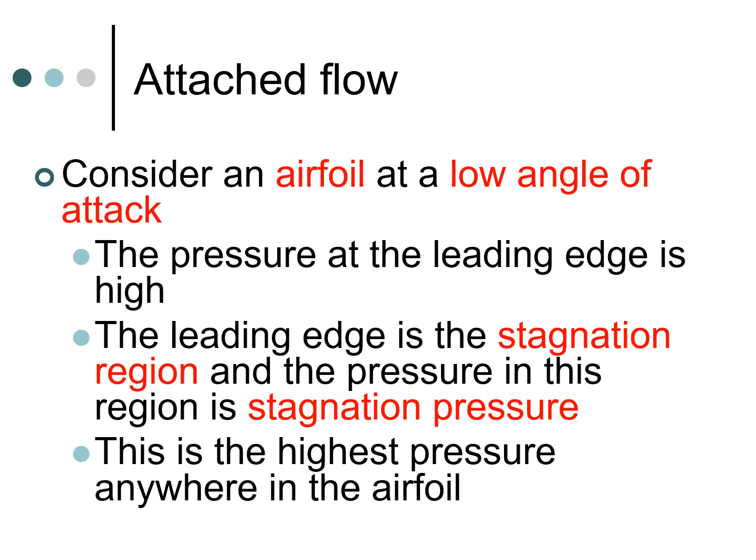Now let us consider first the airfoil at a low angle. Today we are going to consider the attached flow situation. In the next lecture I will consider separated flow. If we look at this kind of airfoil, the pressure at the leading edge would be high. The leading edge is the stagnation region, and the pressure in this region is the stagnation pressure. This is also the highest pressure which takes place at any point on the airfoil.